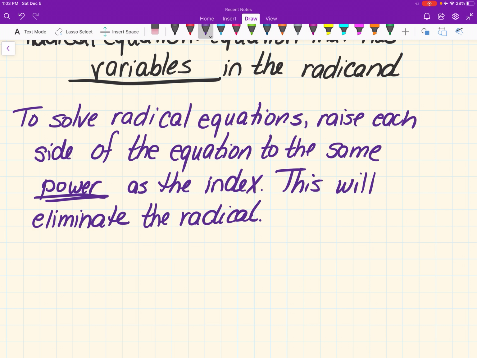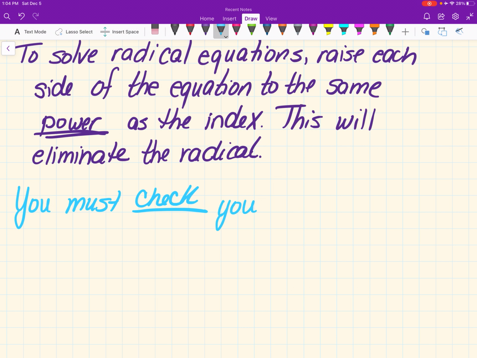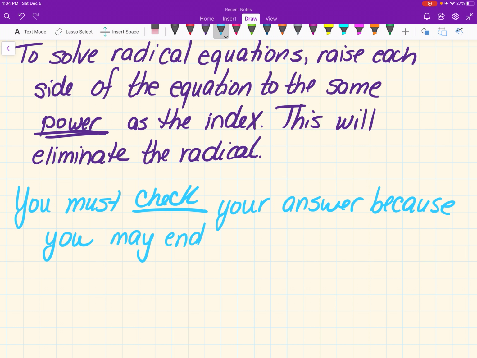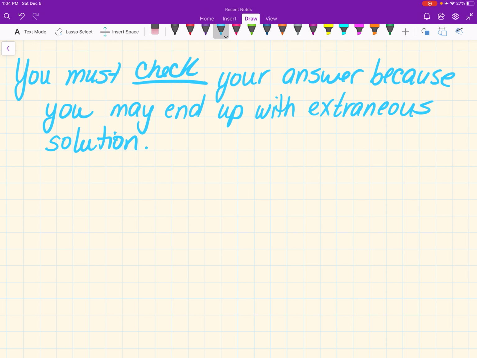Okay? You must check your answer. And the reason is because you may end up with an extraneous solution. When you square both sides or cube both sides, sometimes it creates a solution that doesn't work in the original equation that has the radical in it. An extraneous solution just means a solution that does not work in the original radical equation. It works after you square both sides or cube both sides, but it doesn't work otherwise.